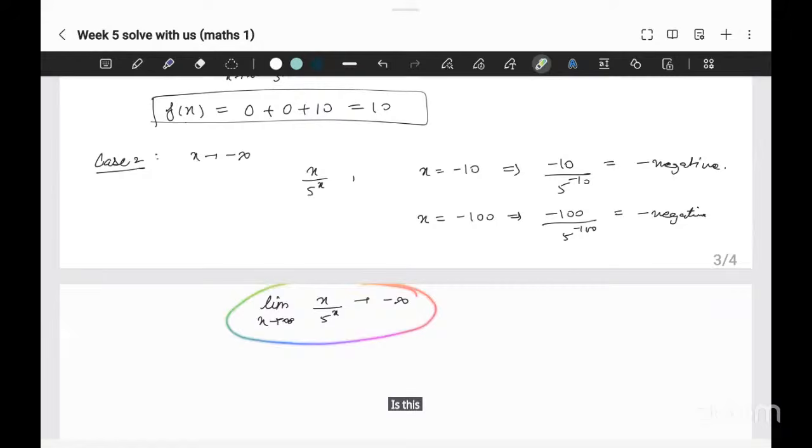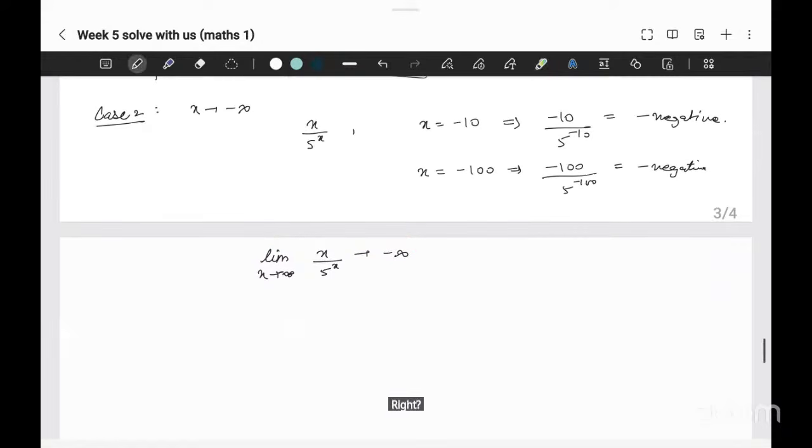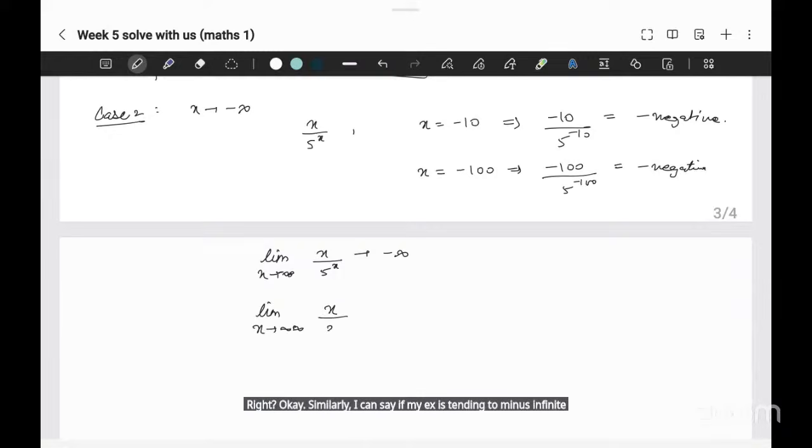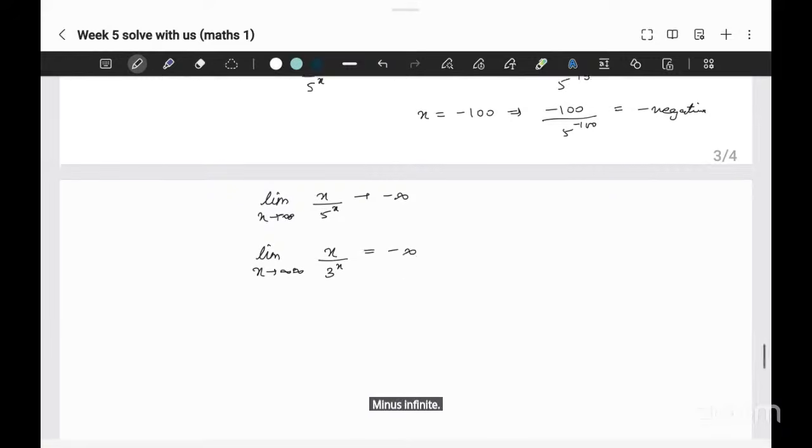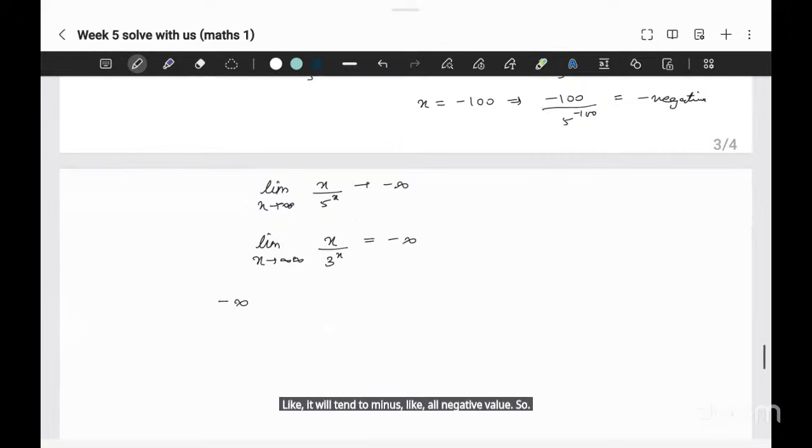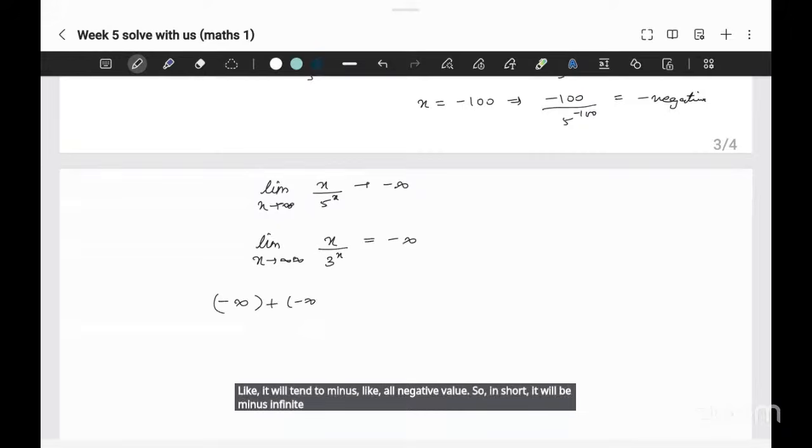Yes, ma'am. Similarly, if my x is tending to minus infinity, then this value will also go to minus infinity. It will tend to all negative values. So in short, it will be minus infinity plus minus infinity plus 10. It will be equal to what? Minus infinity.